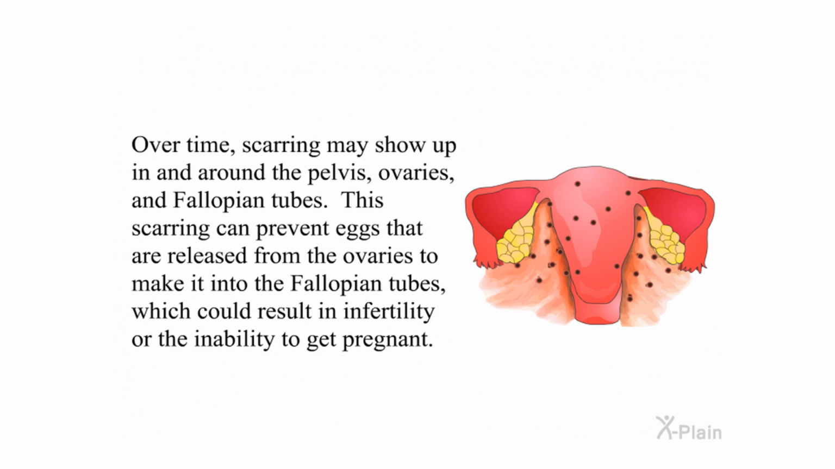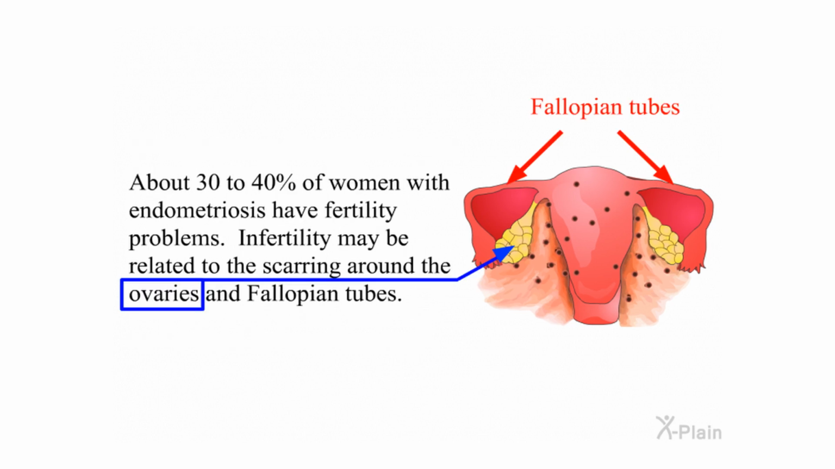Over time, scarring may show up in and around the pelvis, ovaries, and fallopian tubes. This scarring can prevent eggs that are released from the ovaries from making it into the fallopian tubes, which could result in infertility or the inability to get pregnant. About 30 to 40% of women with endometriosis have fertility problems. Infertility may be related to the scarring around the ovaries and fallopian tubes.